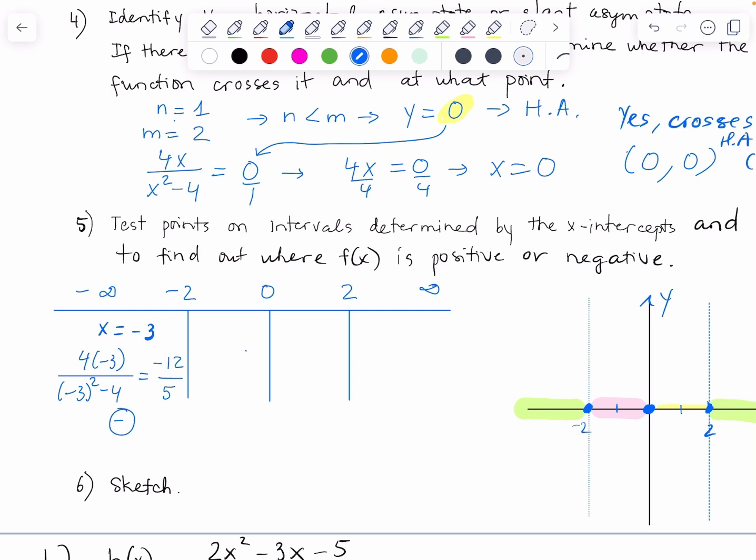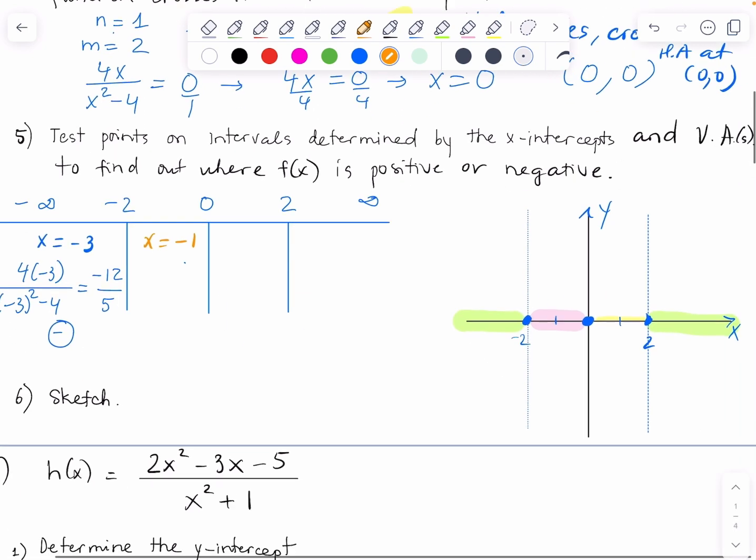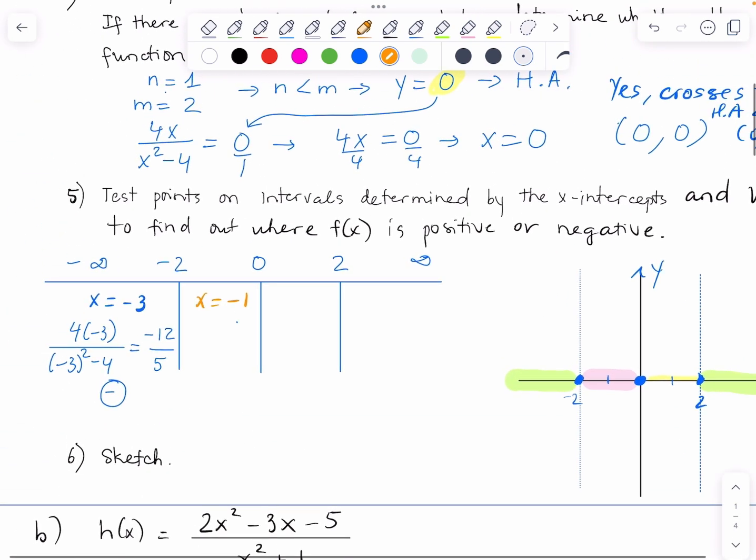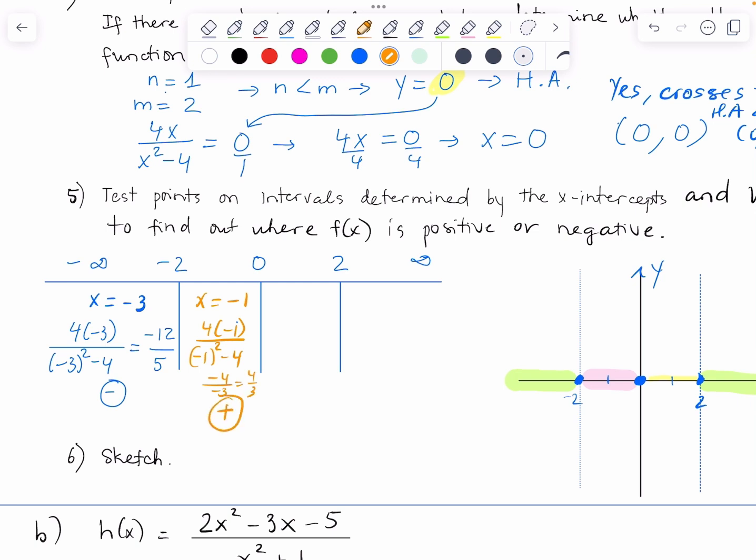Okay, next we have between -2 to 0, pick a random number. Let's say I want to pick x is equal to -1. Substitute -1 in for the original function. So we have 4 times -1 over -1 squared minus 4. Now that's going to give us -4 over 1 minus 4 is -3, which equals 4 over 3. Now this is a positive number, so keep that in mind.